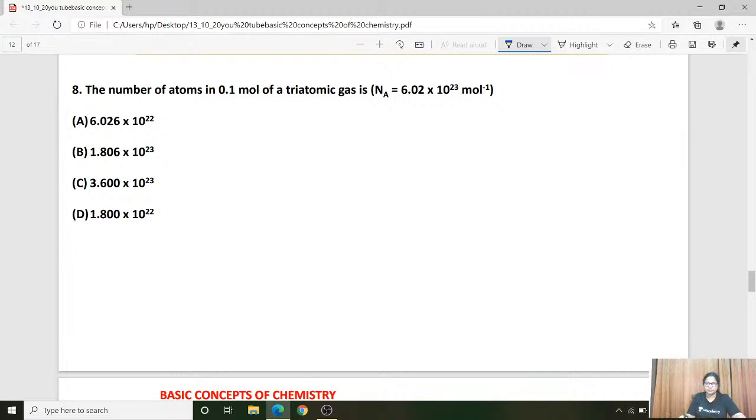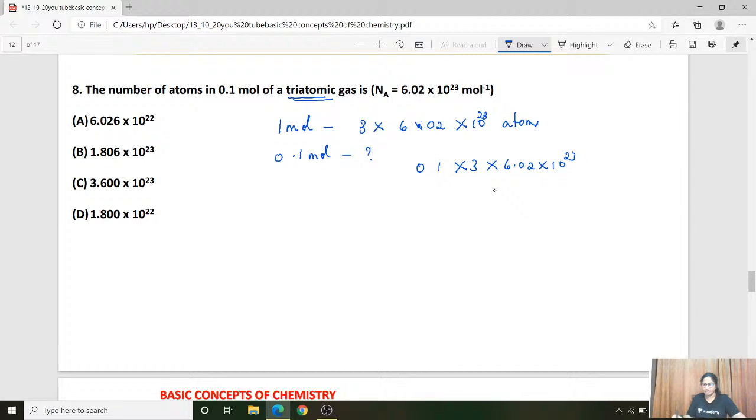So we know that 1 mole contains 6.02 into 10 to the power of 23 molecules. But number of atoms is asked, so directly I am writing, since it is given a triatomic gas, you know, one molecule contains 3 atoms. So 1 mole contains 3 into Avogadro number of atoms. Question is now, in 0.1 mole, what is the answer? So how much you are going to get, student? Multiply 0.1 into 3 into 6.02 into 10 to the power of 23.